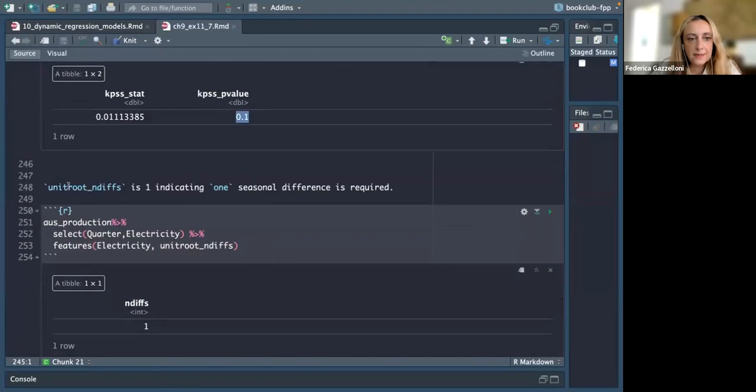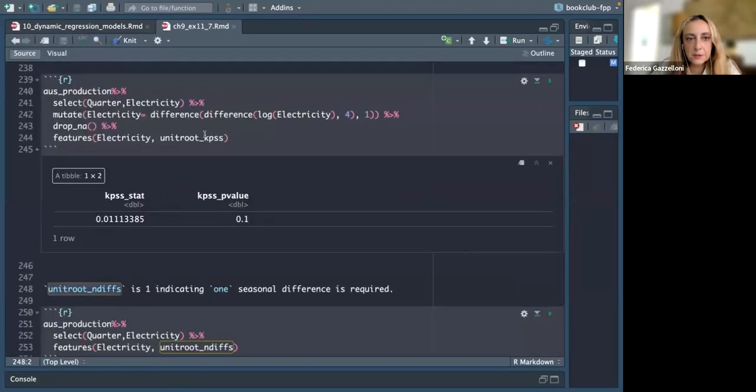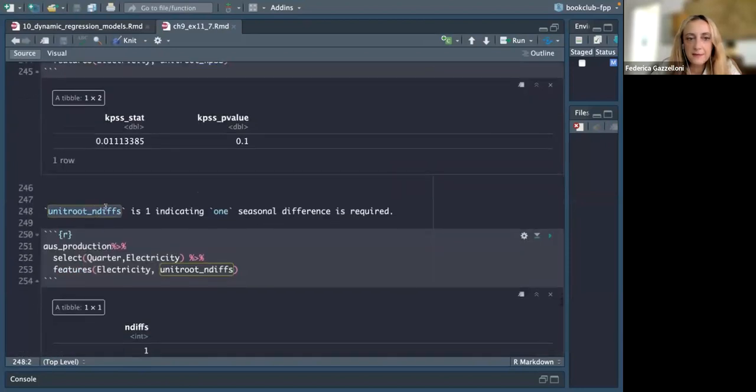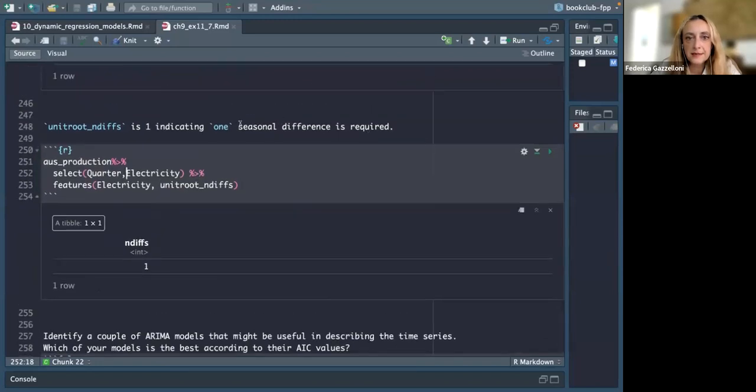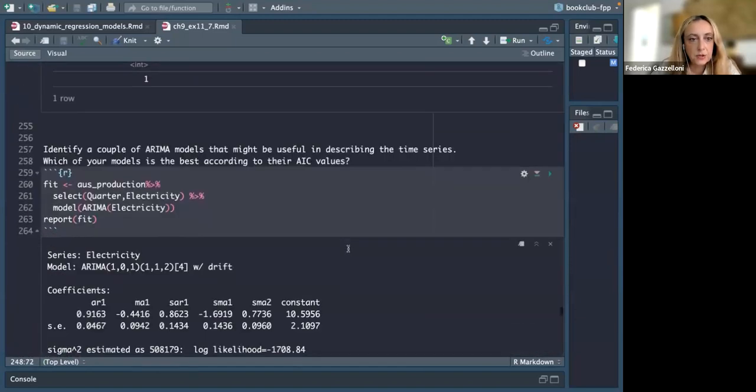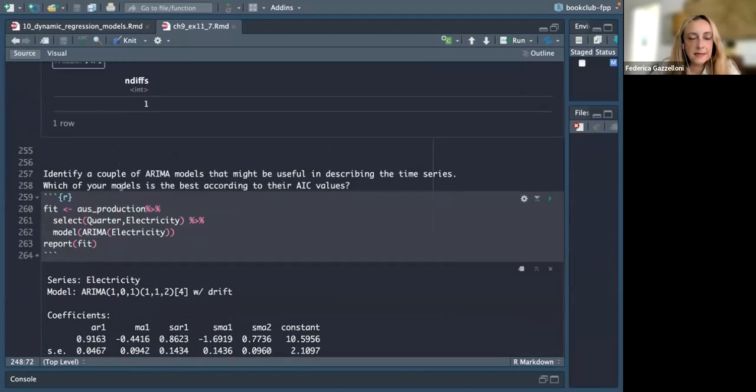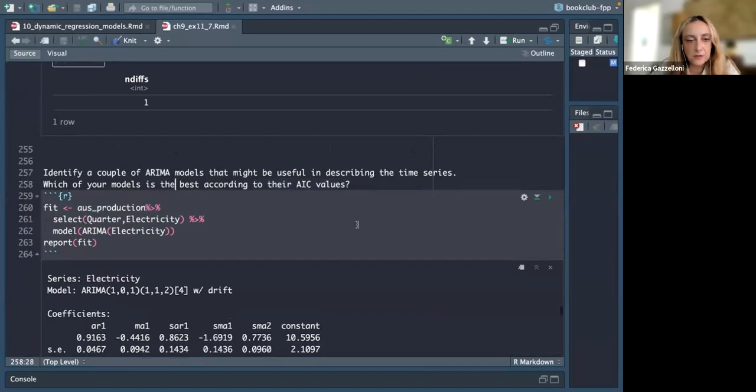So then there is this other, not the KPSS, but the NDIFFS. On the original data, it's one, indicating that seasonal difference is required, in fact. Then the exercise says to try some different models to identify a couple of ARIMA models, right? According to what is the best AIC values.